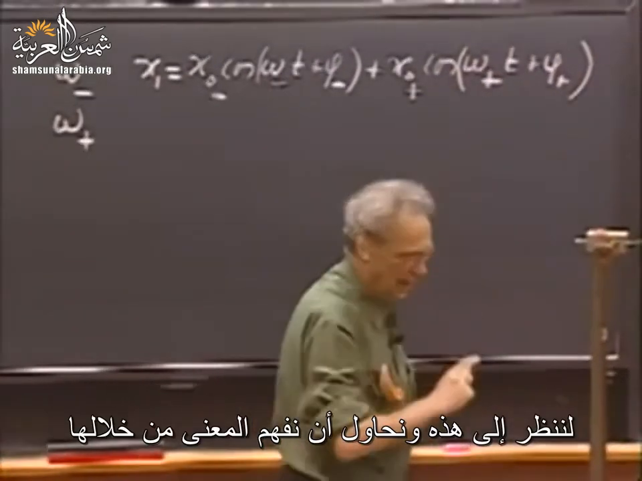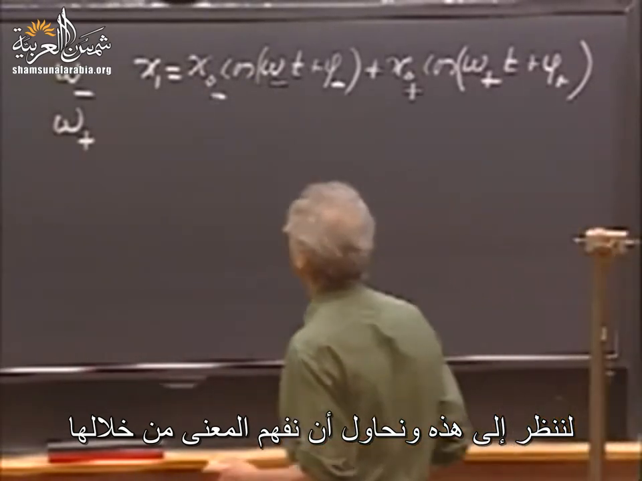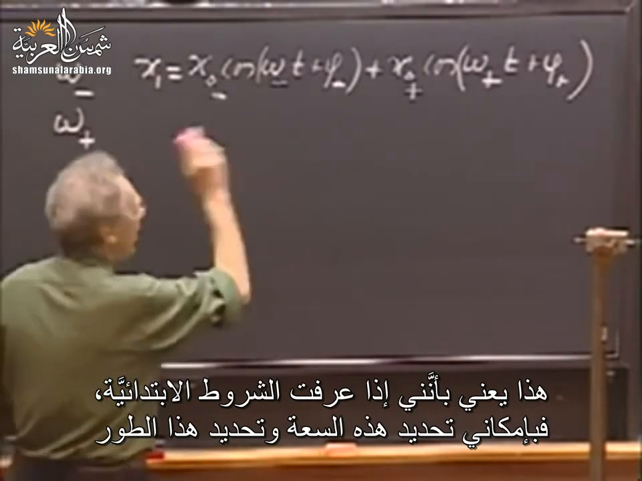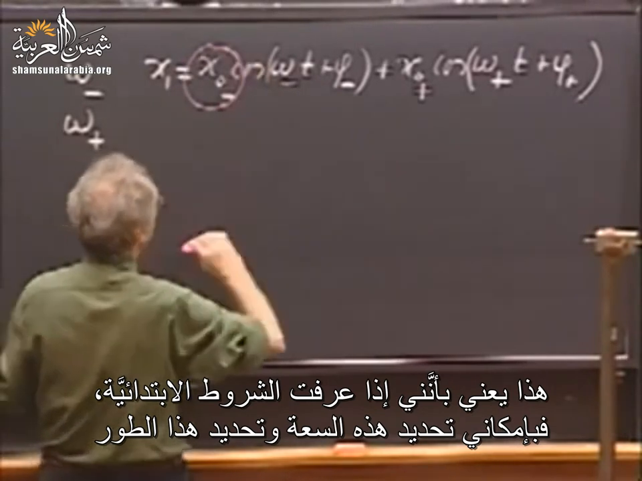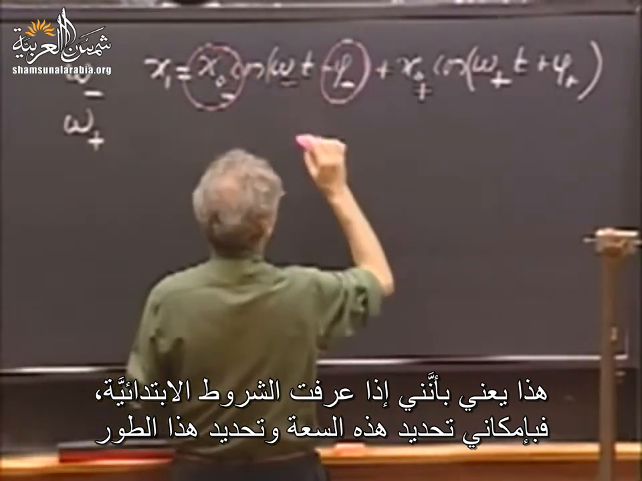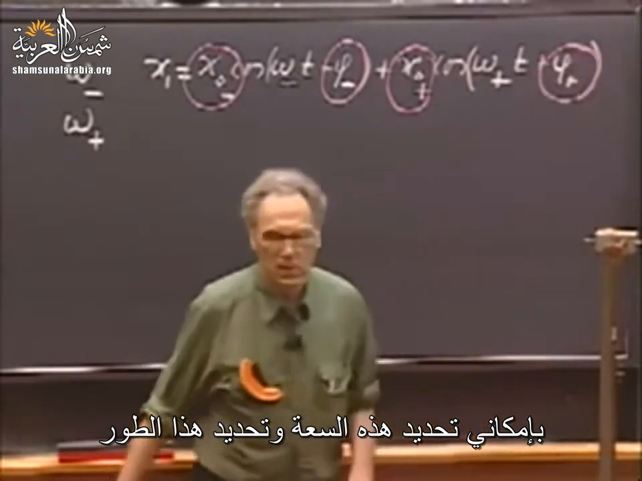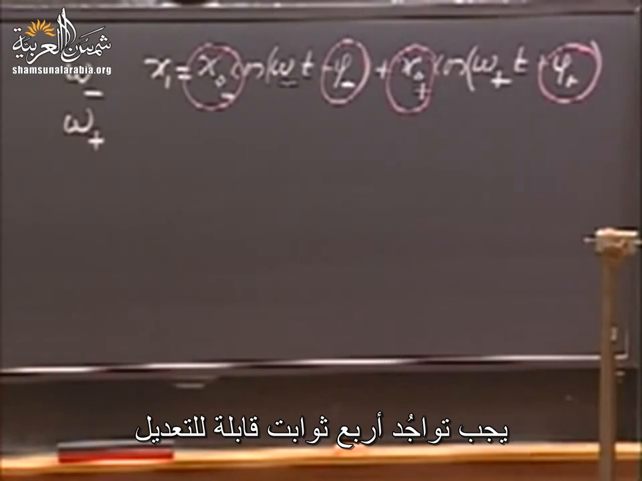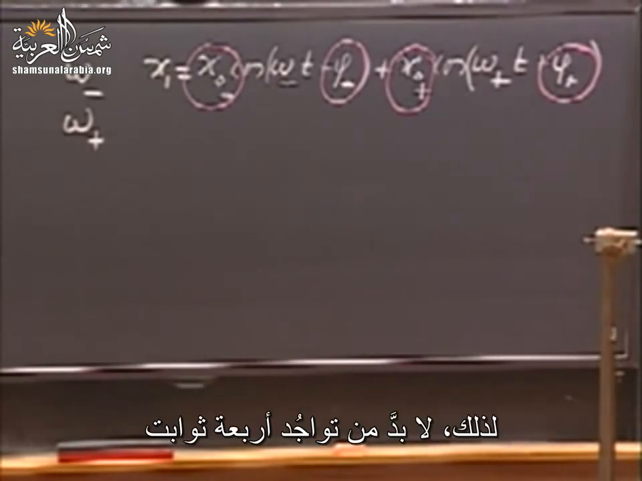Now let's look at this. Let's try to see through this, what this means. It means that if I know my initial conditions, I can determine this amplitude, I can determine this phase, I can determine this amplitude, and I can determine this phase. There have to be 4 adjustable constants, because I have the choice between the positions at t0 and the velocities. So there must be 4.